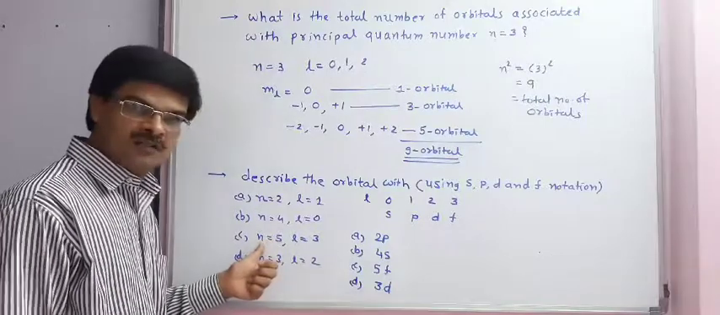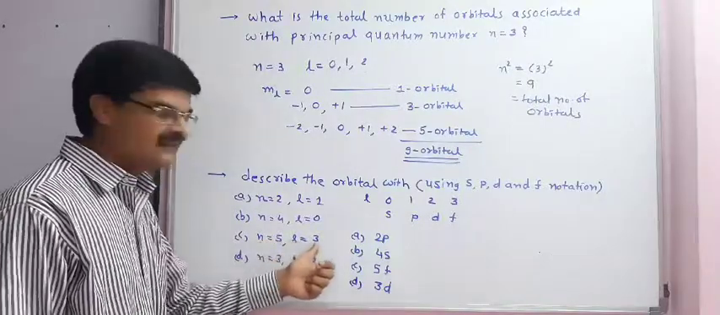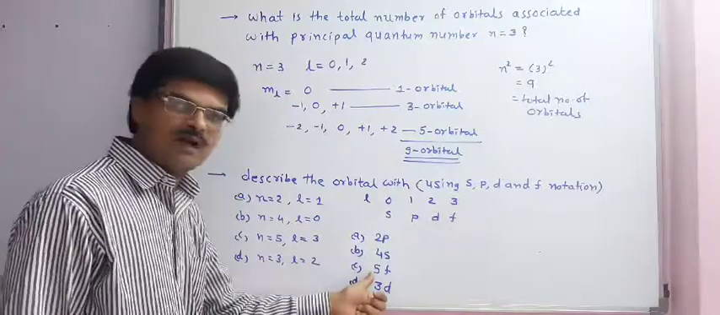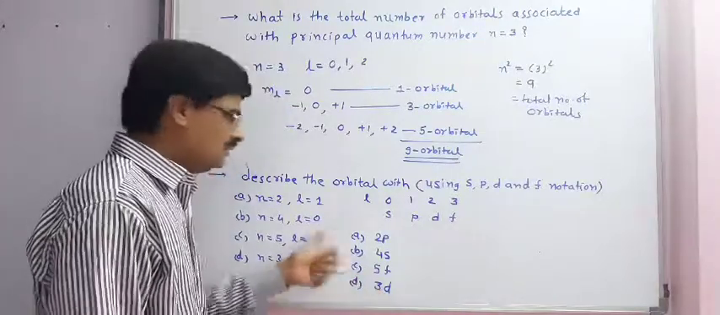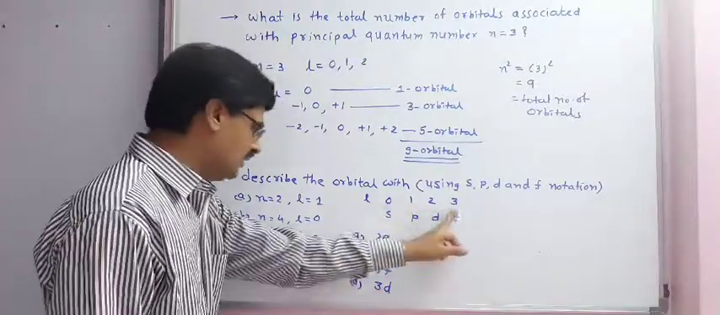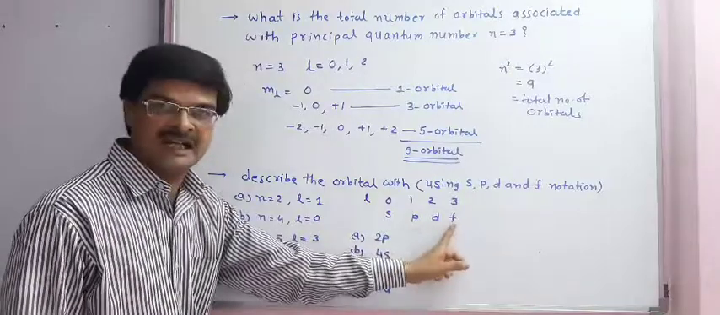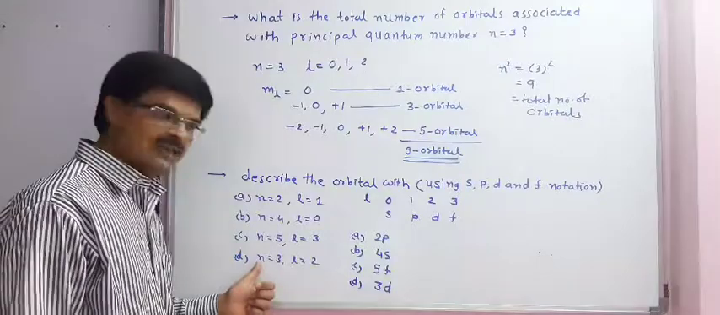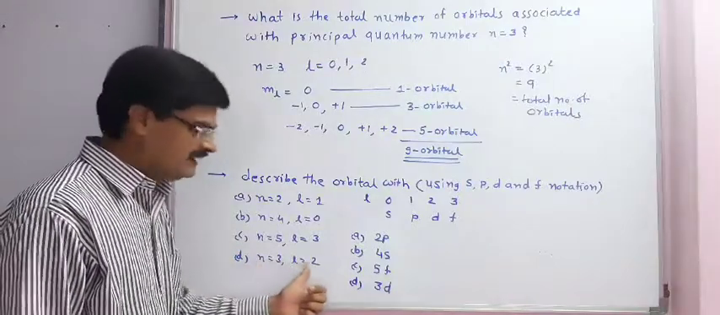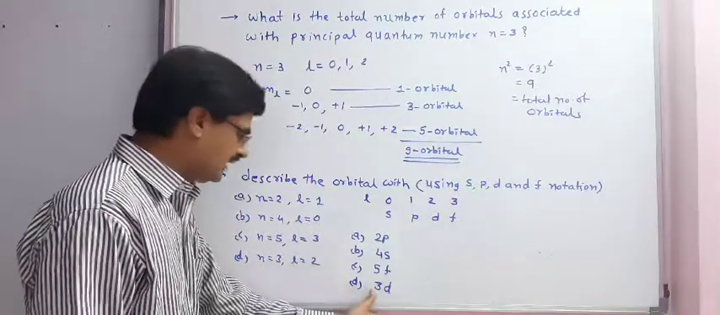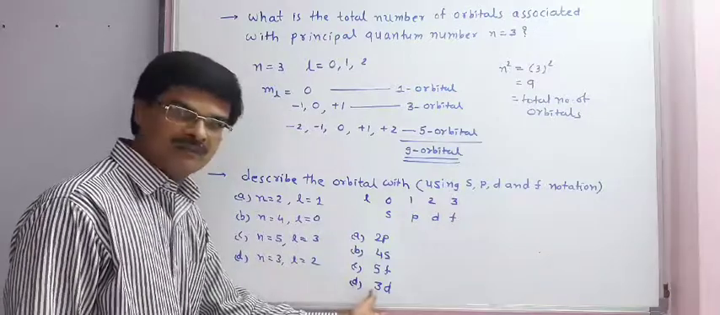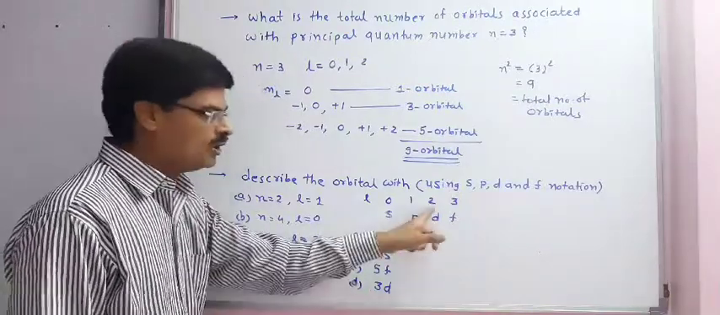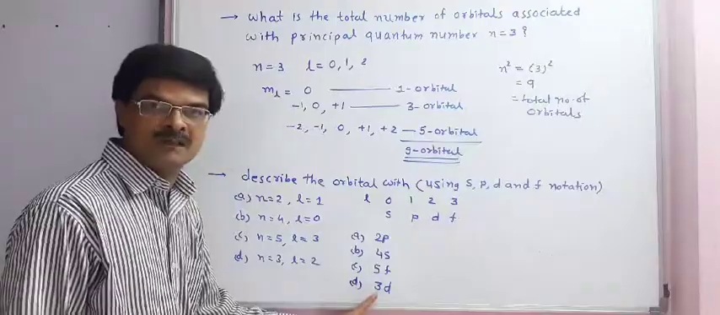In the same way for the third one, n is equal to 5 and L is equal to 3. The principal quantum number is 5, and from the table, if the L value is 3, therefore we can write the f subshell, which means 5f. And for the last one, n is equal to 3, L is equal to 2. Therefore we can say the principal quantum number is 3 and L is equal to 2, so it is the 3d orbital.